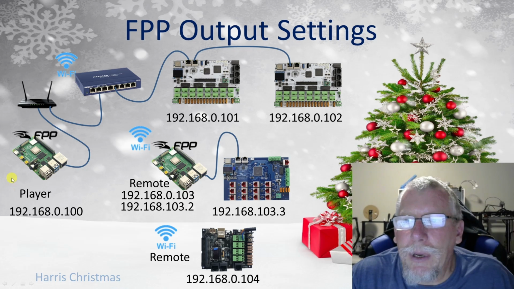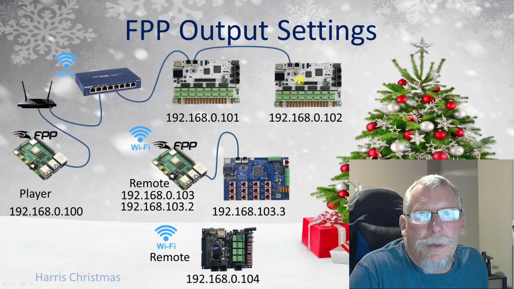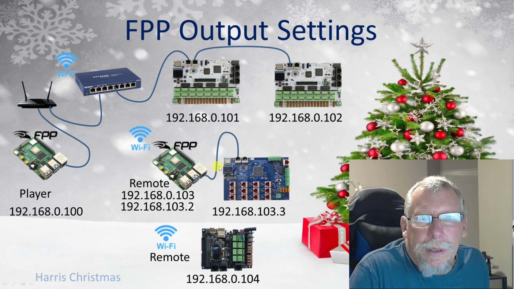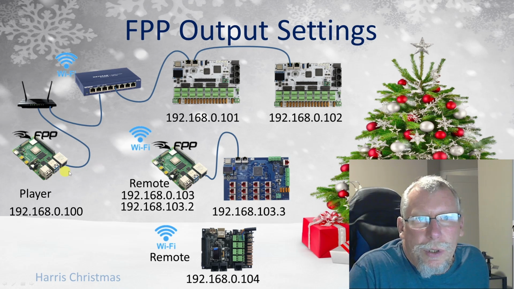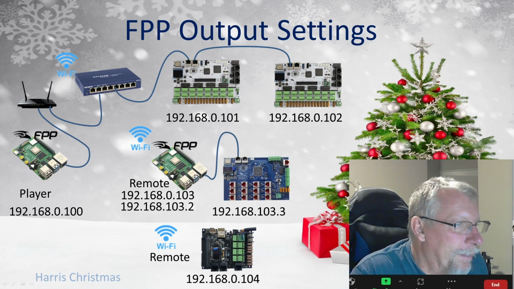So to recap, you're going to have the player sending E131 DDP data to these two devices, and this device is going to be sending E131 to the F48. So only two of the FPP devices are going to be sending outputs, and it's going to be a little bit different. So let's show how this will be done.